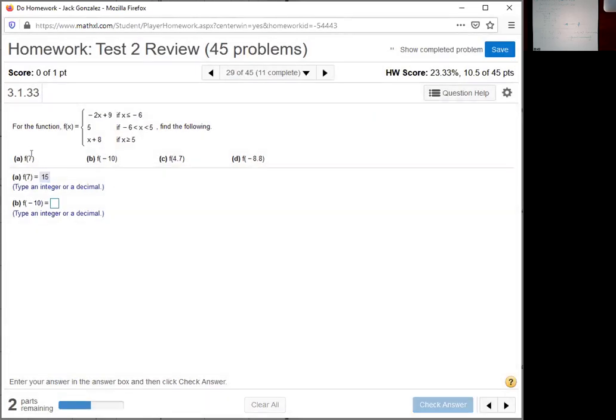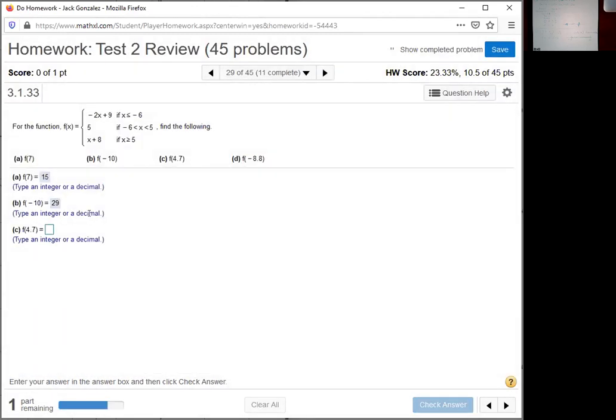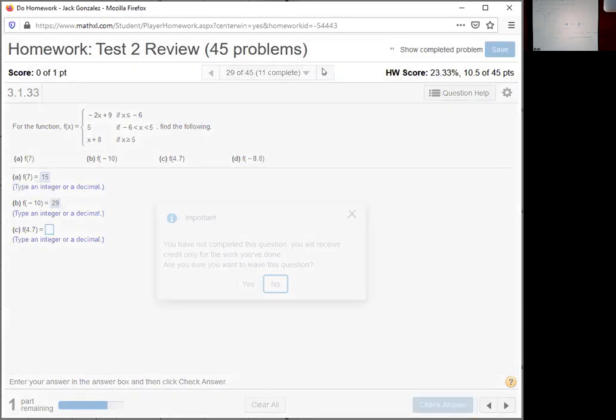You just have to know where does this go, and that depends on the restriction. So -10 is too small to go here or there, so you're going to have to use this one. 4.7, you'd have to use this middle one. -8.8, you'd use the first one. Are there any questions about how this works? Or no? Okay. We'll move on then.